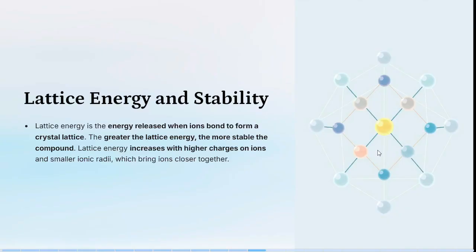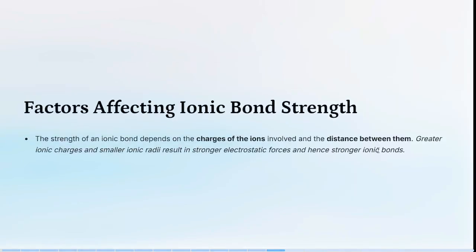So let's head into factors that affect ionic bond strength. The strength of an ionic bond depends basically on the charges of the ions and also the distance between them. The closer the distance between these species, the stronger the bond, because the nucleus of the positive species is what will be attracting the electrons on the negative species. If the distance between them is smaller, they will be able to hold on to each other more. The pull will be stronger.